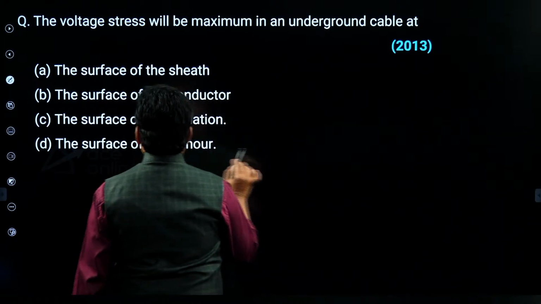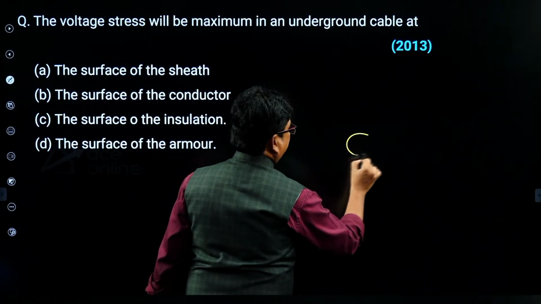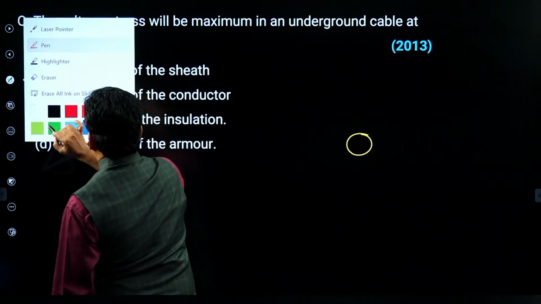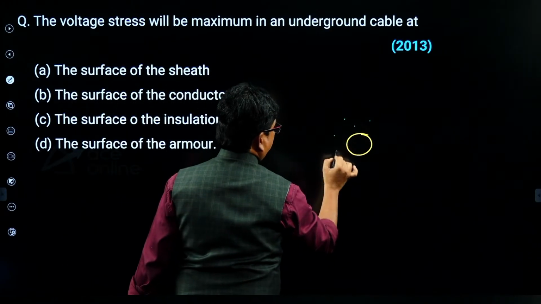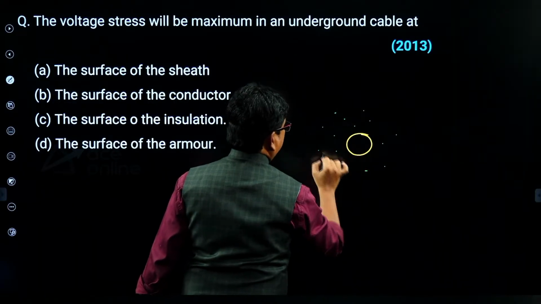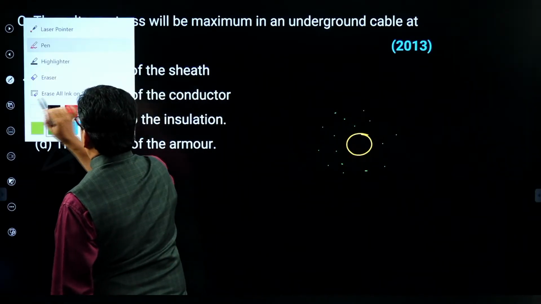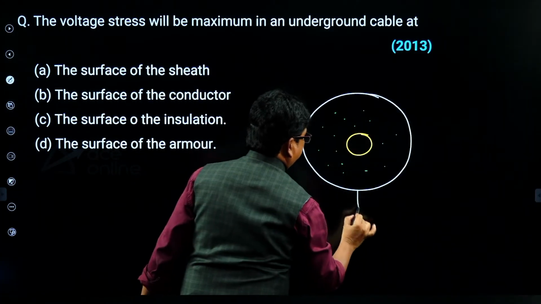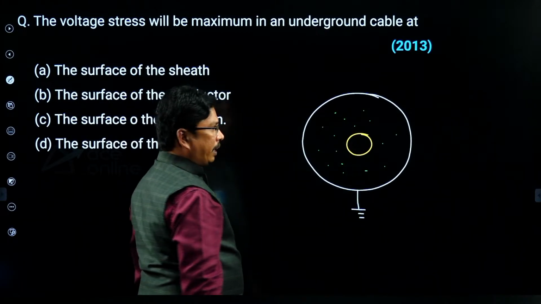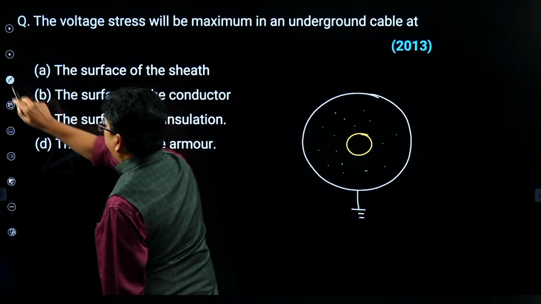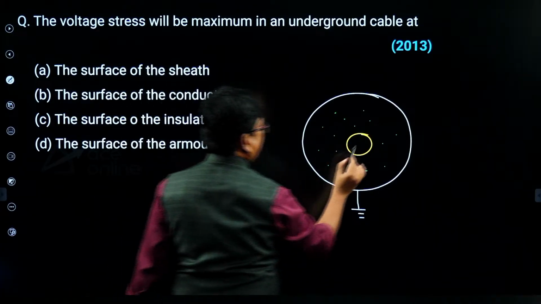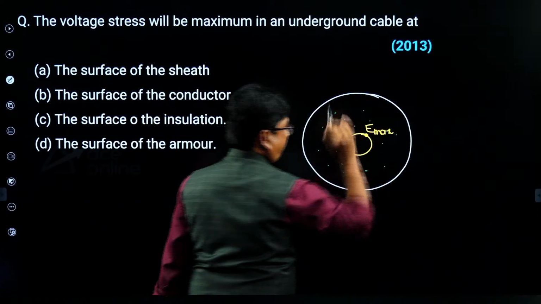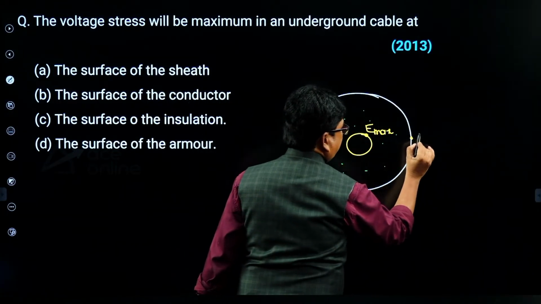See here, students. Here we have the cable conductor. Upon this we have the insulation. And upon the insulation we have the metal sheath. The metal sheath will be grounded. The electric field intensity will be maximum on the surface of the conductor, and it will be minimum on the surface of the sheath.